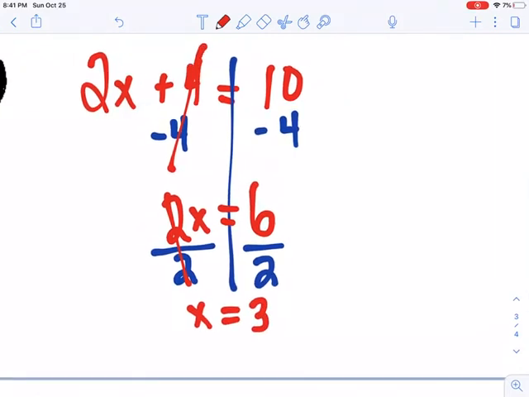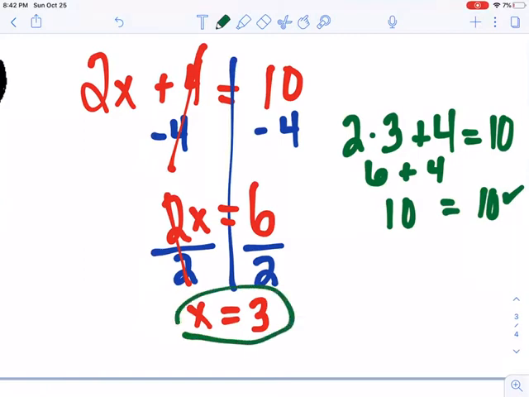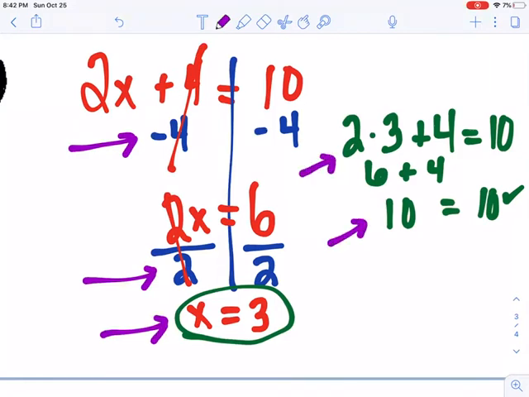Now we are going to check. So our original was 2 times x, so we're going to put a 3 in there, plus 4. Does that equal 10? 2 times 3 is 6. 6 plus 4, that does give you 10 on that side. You had 10 on that side, so that works out. So x is good with being 3. So now you have 5 steps to do. Inverse, inverse, solution, plug in, balance. So 5 steps for solving the two-step equations.